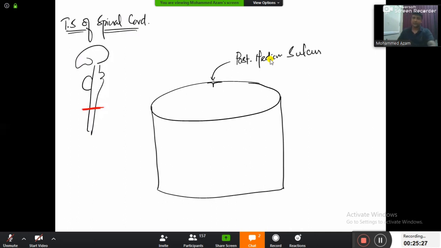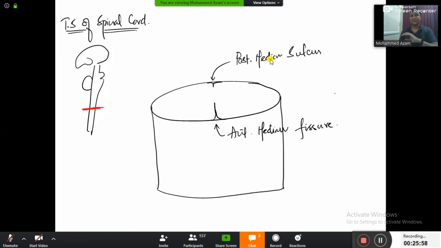Posterior median sulcus. And then similarly anteriorly you'll be having a deep depression inside. And this deep depression inside anteriorly is actually known as the anterior median fissure. I think you already know these are the simple anatomical terms. Sulcus means a slight depression, halka sa depression hota hai, and fissure means it is going to extend deep inside. Okay? So posterior median sulcus, anterior median fissure.